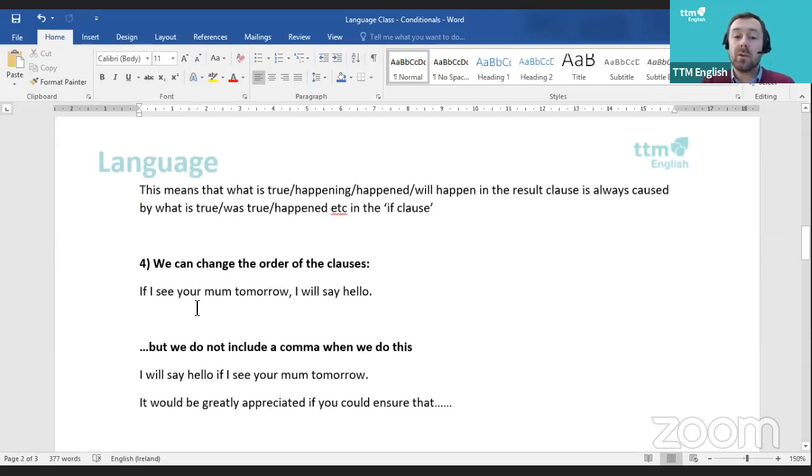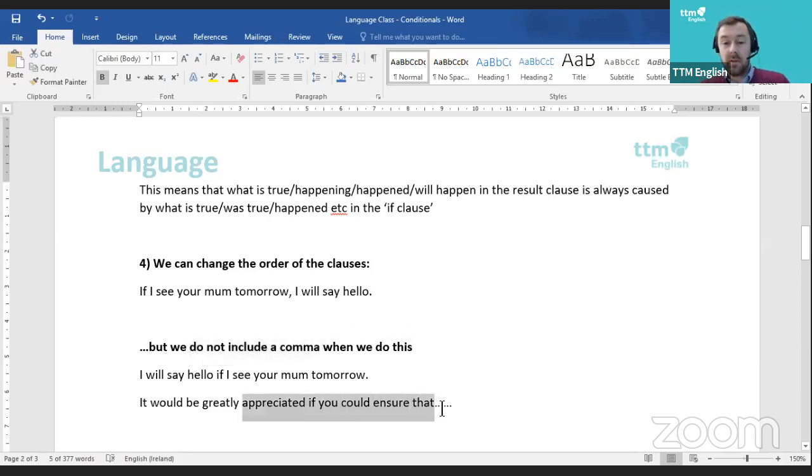And then we can also change the order of the clauses. But if we do change the order of the clauses, we do not include a comma if we put the if clause at the end. So notice that in my normal speech, I use if all the time. When teaching or giving instructions, it's really, really useful to use conditionals.